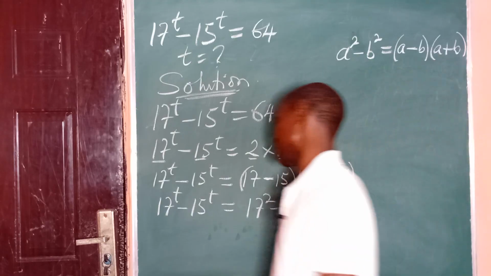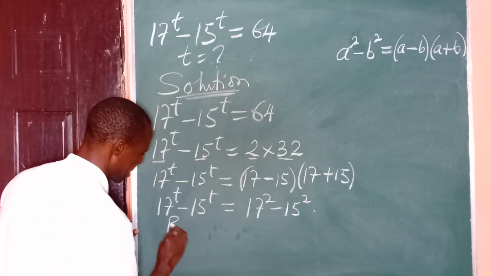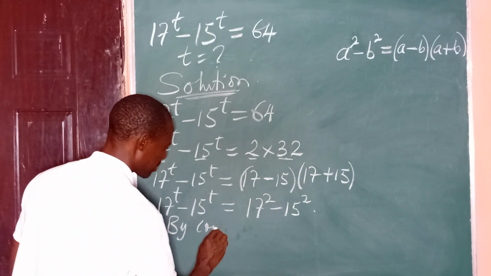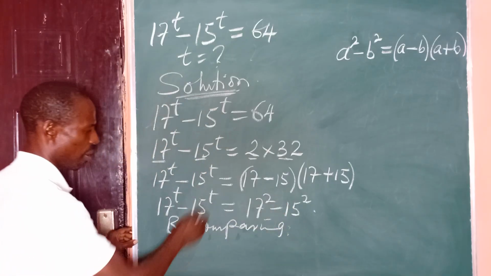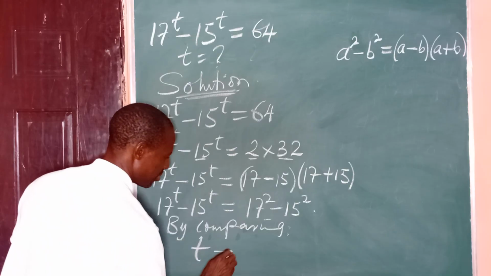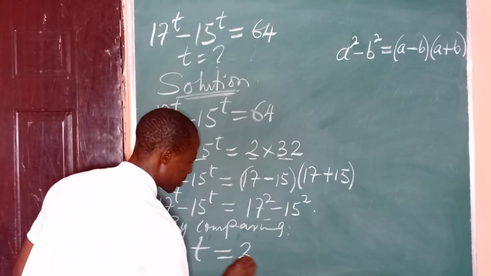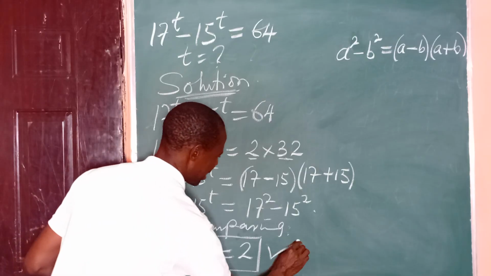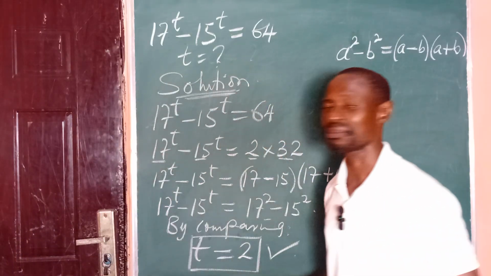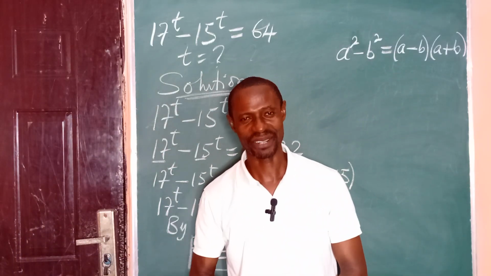So by comparison, if we compare, we're going to have our t will now be equal to 2. This is the value of t. And if you put this into the original equation, you discover that you satisfy the original equation.